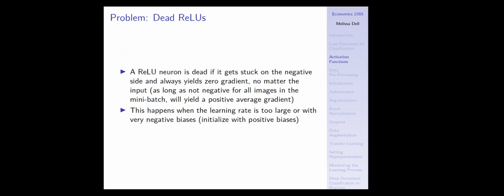Okay, there is a problem here, which is called dead ReLUs. A ReLU neuron is dead if it gets stuck on the negative side, and it always yields a 0 gradient no matter what the input is. This usually happens when the learning rate is too large, and we'll get a better intuition for that when we talk about optimizing the network, or when you initialize with a very negative bias. Remember, you're taking the weights, multiplying them by the input and adding a bias. If that bias is super negative, then the weights just can't overcome that to get the activation above 0. And so you would, in practice, always initialize with positive biases.